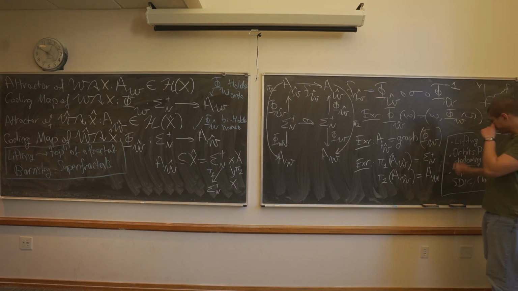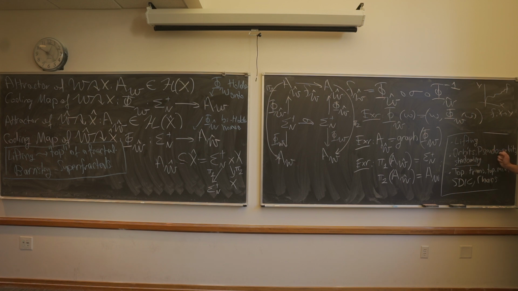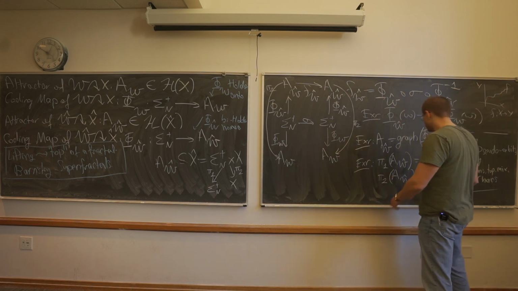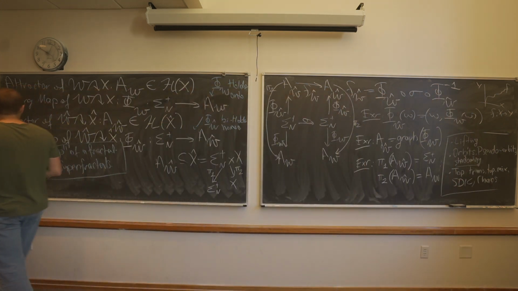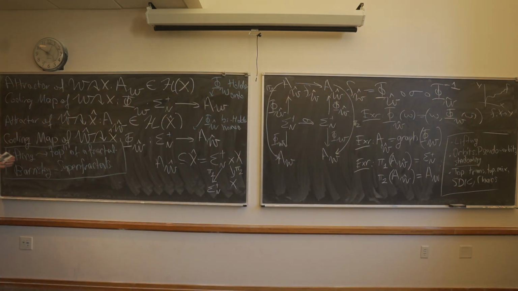Okay, so that's the first item in the docket. Now let's look at orbits, pseudo-orbits, and shadowing. We never defined the notion of an orbit of a dynamical system. So we should probably do it. Okay, here.